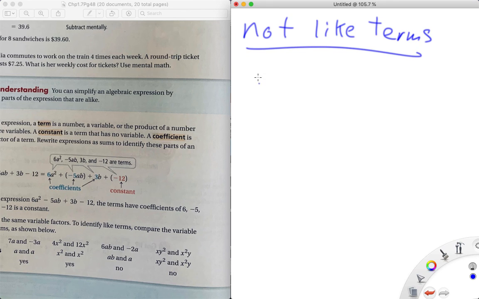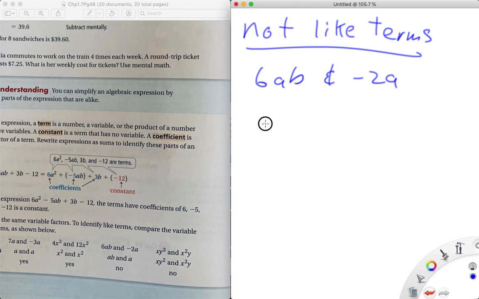Well, the book gives 6ab and negative 2a. While both of the terms have a for a variable, the first one has b, and the second one does not have b. And since they both don't have the same two variables, a and b, these are not like terms.